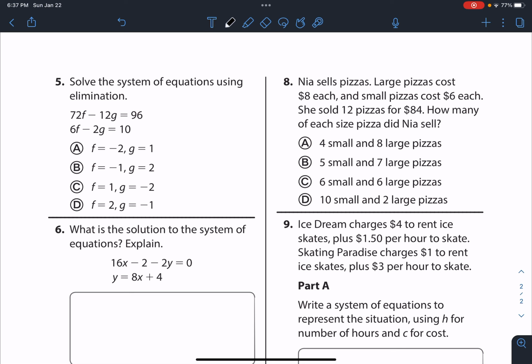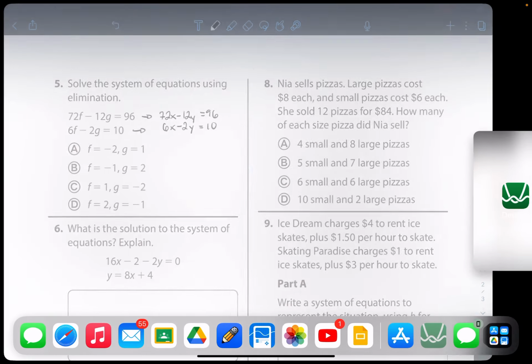So for instance, you can rewrite these with x's and y's, and then go graph it. So 72x minus 12y equals 96, and then 6x minus 2y equals 10. Here I go again, still using the same letters they gave. Now I can take that and go graph it in my Desmos graphing calculator, because it actually has letters that I'm familiar with.